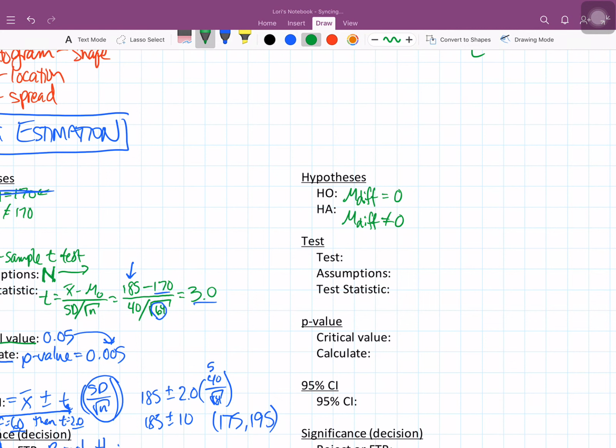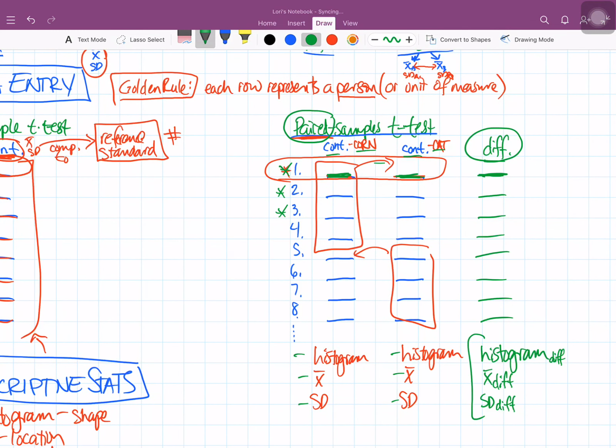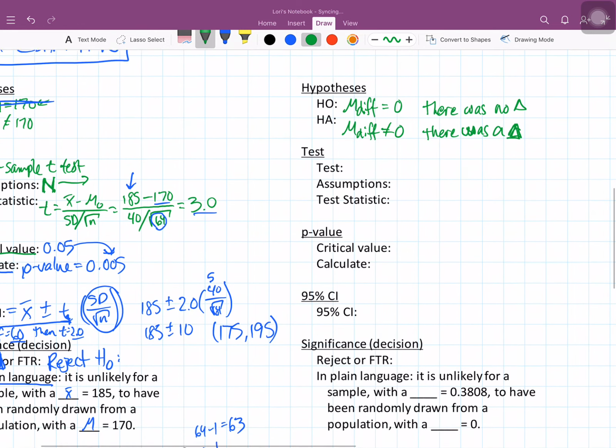In other words, another way of saying this null hypothesis is there was no change. The alternate is there was a change. Delta is change. And so we want to know, was there a difference between cornflakes and oat bran? That's what we're testing here.